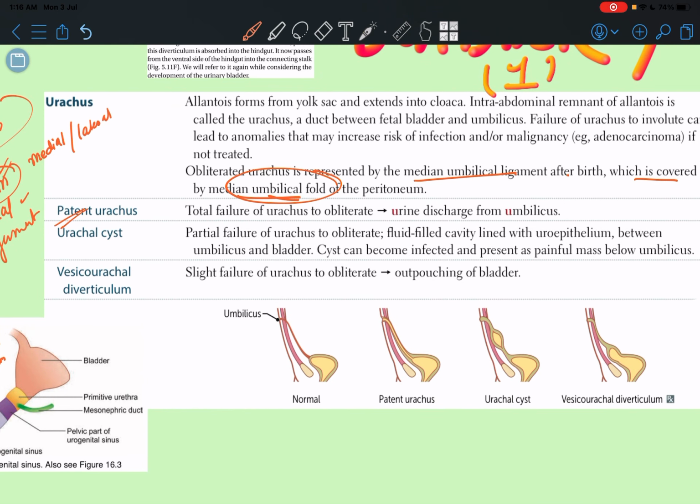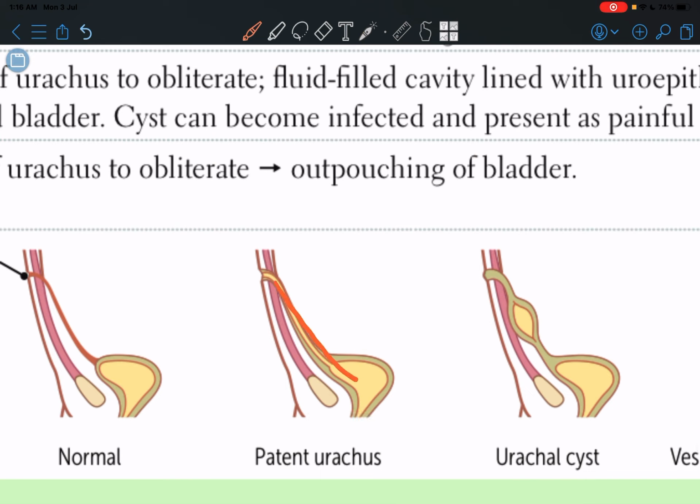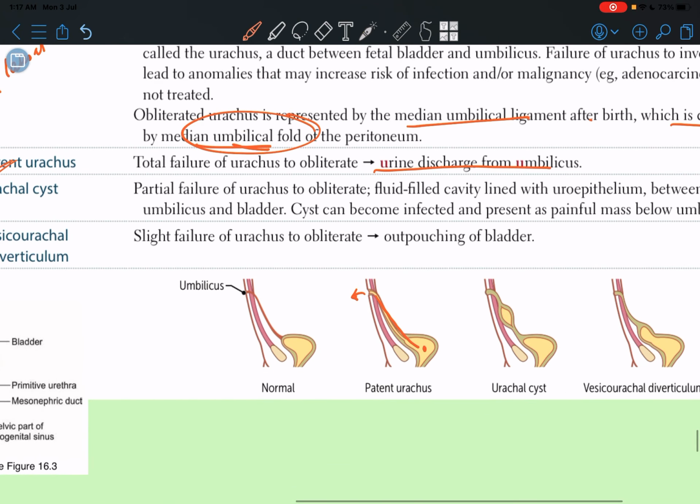So patent urachus means the whole thing is open or not obliterated. So what will happen? Urine from the bladder will come out through the umbilicus. So urine discharge from the umbilicus. In patent VID, we saw meconium discharge, or you can say fecal matter discharge. That's why it was called the fecal fistula. Here we see urinary discharge. So if you have ever seen urine or meconium discharge in a newborn baby, you'd probably be able to differentiate what the problem is, whether it's the urachus or the VID.